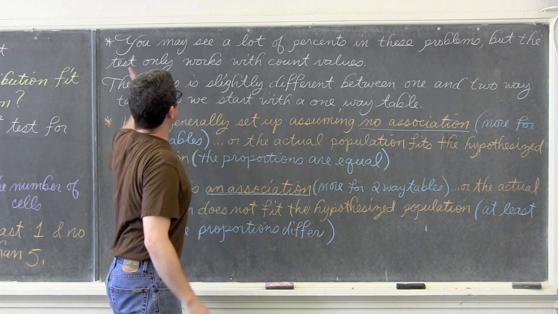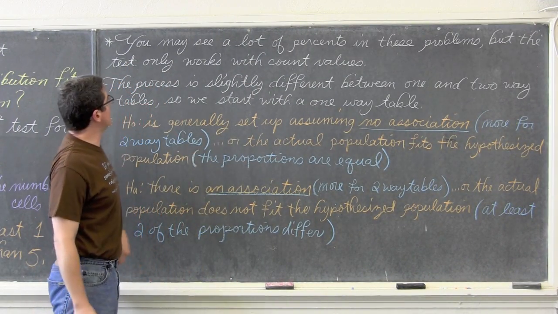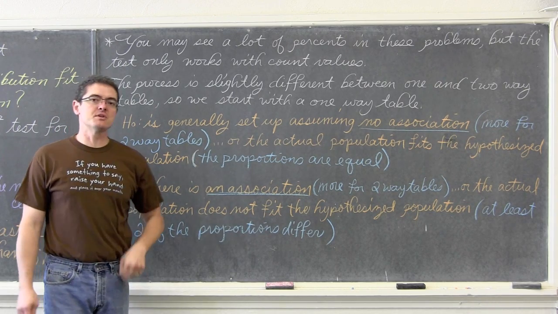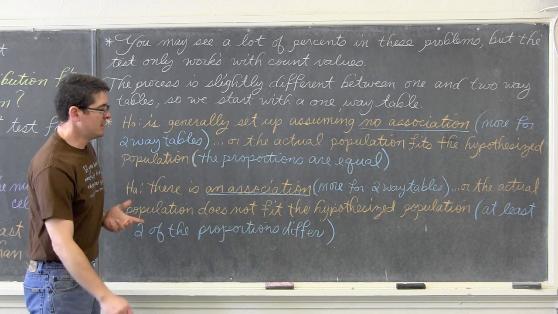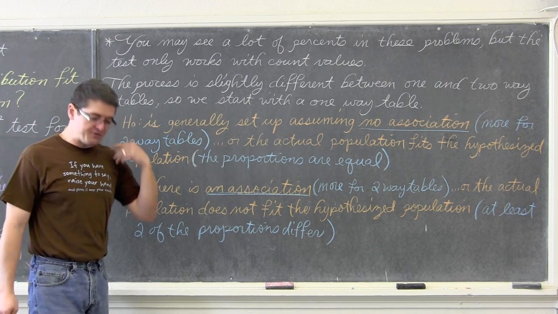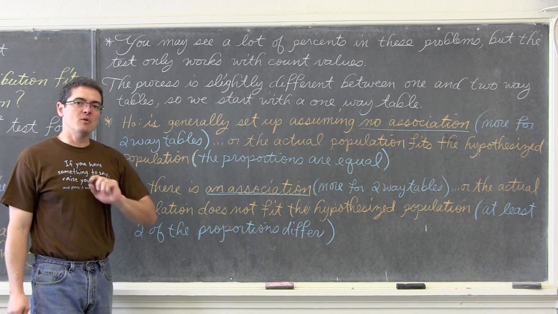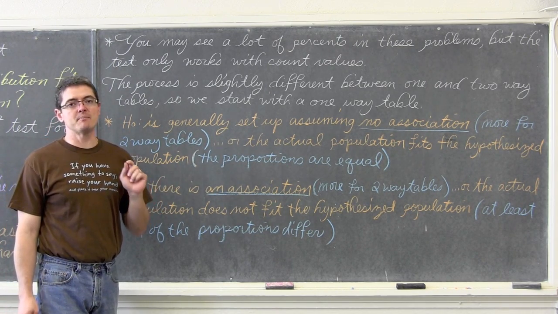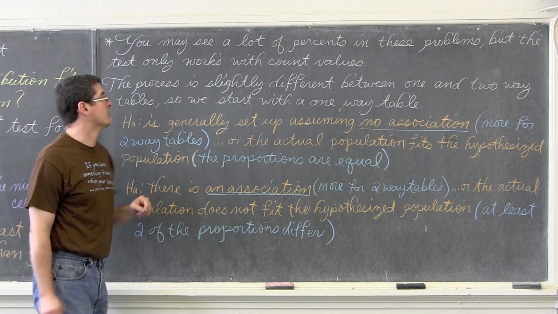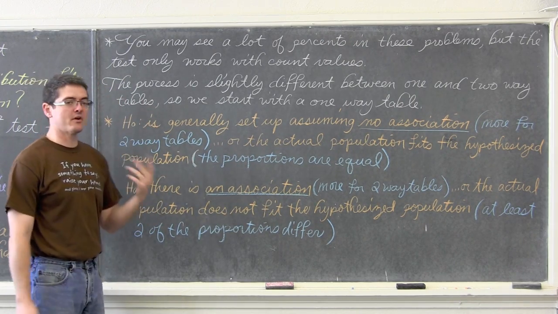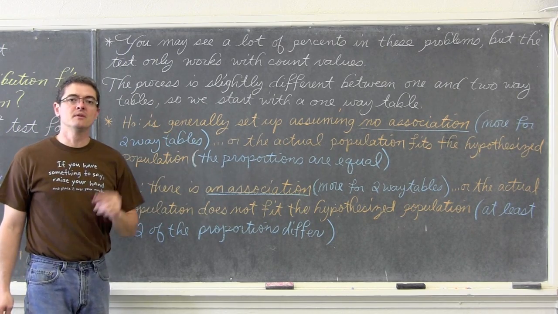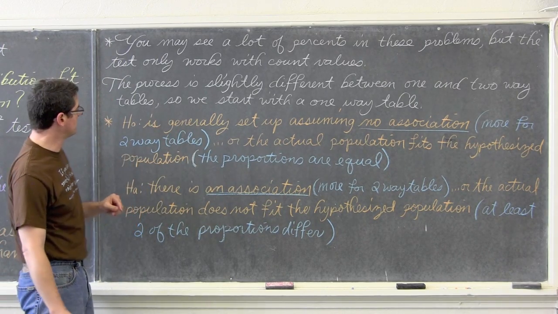Now, you may see a lot of percents in these problems, but you're only going to do the test with the count values, not the proportions or percents. So, if you have a lot of percents in your problems, make sure you work out those count values and put those into your calculator or computer. The process is slightly different between one- and two-way tables, as I've already discussed, and we're only going to do a one-way table in this example.